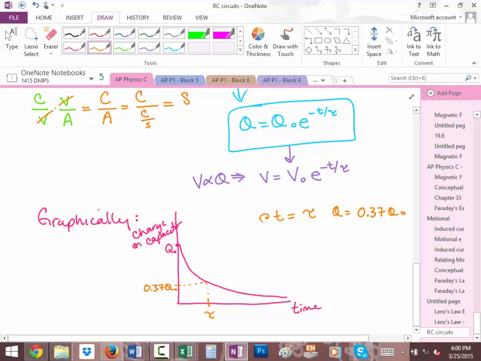And then we could do another one. Another interesting place might be when t is equal to 2 tau. Q is equal to about 13% of Q naught. So again, right here, just so you can get some sense of what's going on. The graph will look the same regardless of the initial charge, right? It's going to be the same shape every single time. You're going to see that graph a lot.